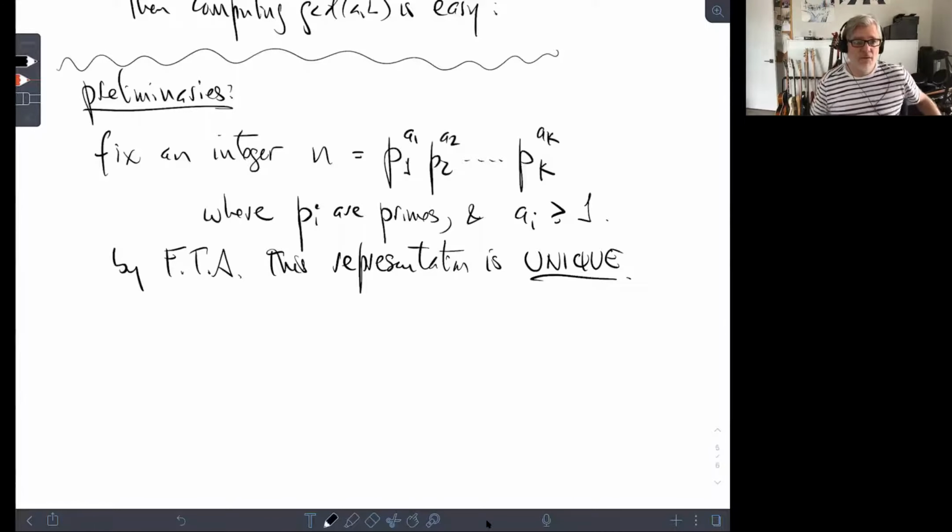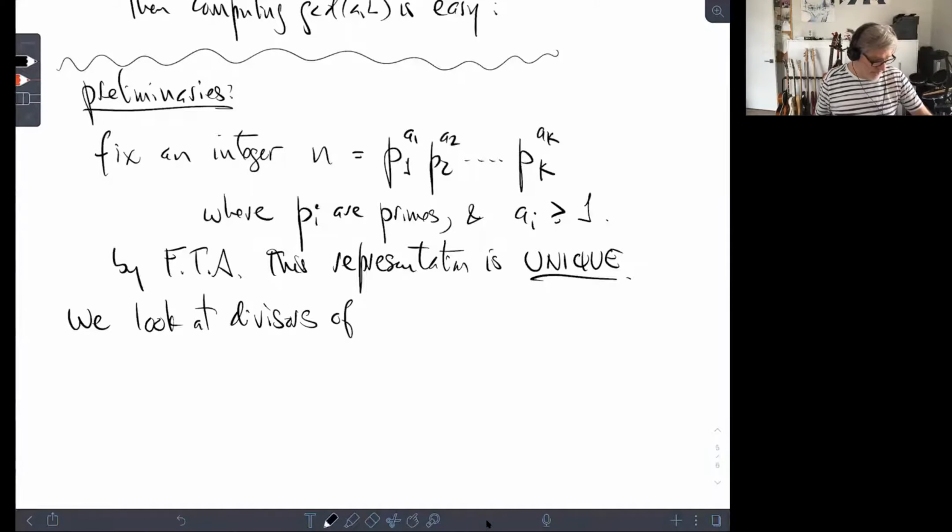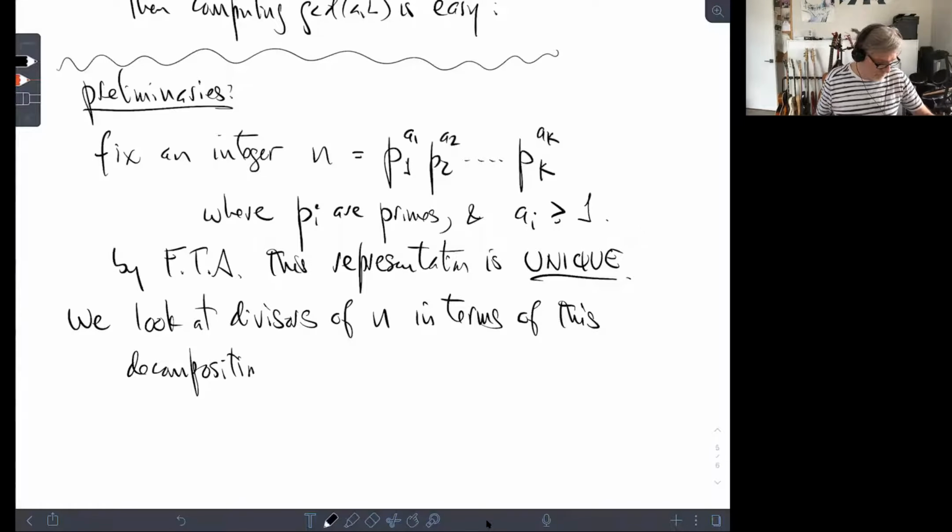Okay. So now what I'd like to do is to look at the divisors of n in terms of this representation. So we look at the divisors of n in terms of this decomposition. Representation, decomposition, I'm using these two terms for the same thing. Okay, so here's our first fact.